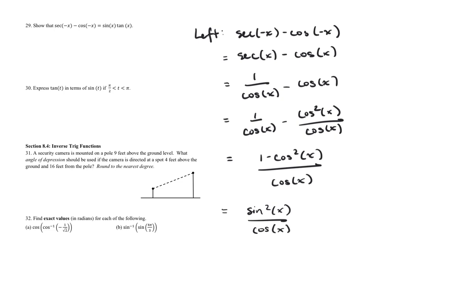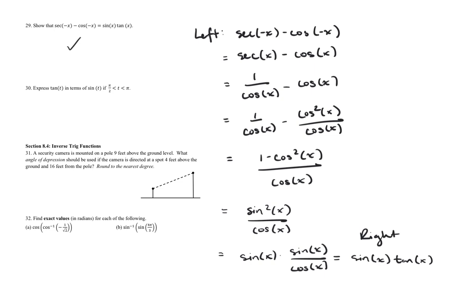And then I can split this sine squared up as sine of x times sine of x divided by cosine of x. And we see that this is the same thing as sine of x times tangent of x, which is what we wanted to show going from the left-hand side to the right-hand side. So let's go ahead and put a little check to show that we've completed that.